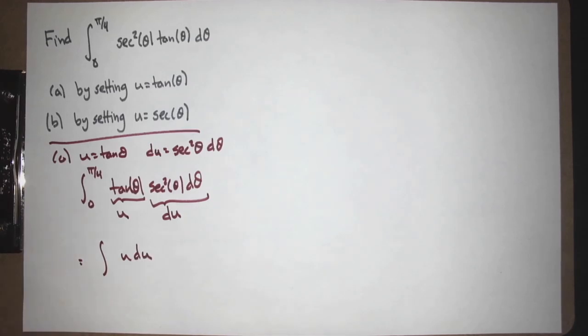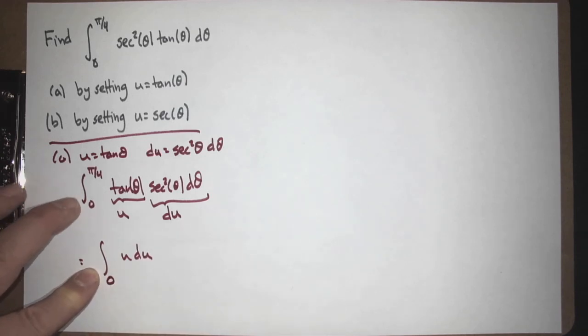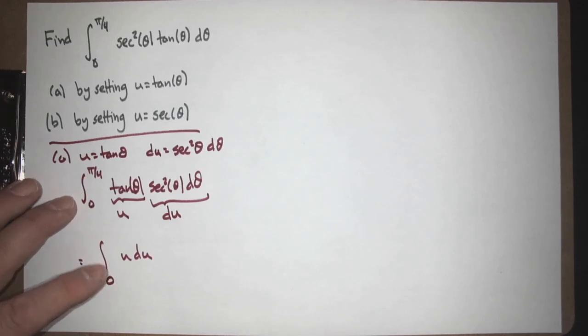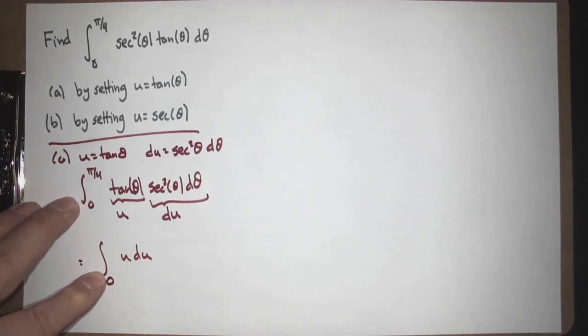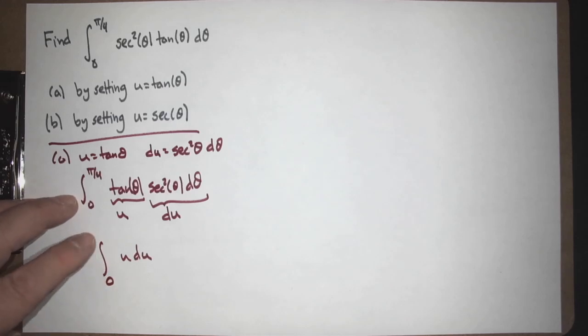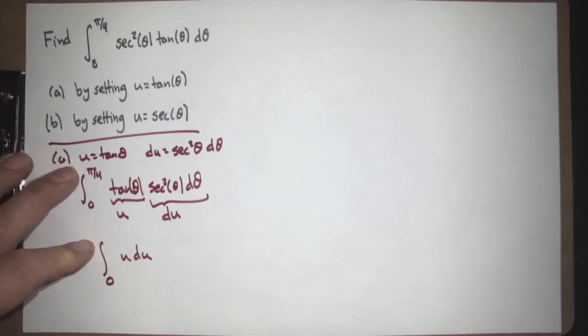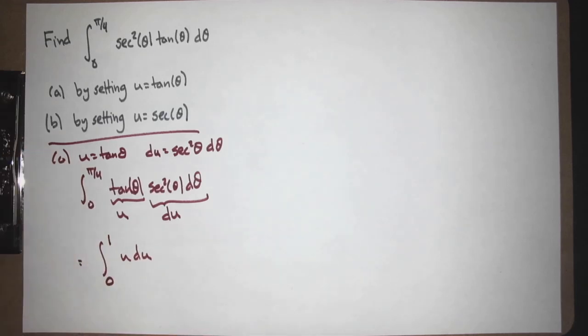But what are the bounds? So it used to be 0. Now that's a theta bound, not a u bound. So the theta bound was 0. So what is our new u bound? Which is also known as 0. Yes. You might say, Steve, that's the same thing. No. This is theta equals 0. This is u equals 0. It looks similar, but there's a difference. Okay, what about our top bound? 1. Tangent of pi fourths equals 1.